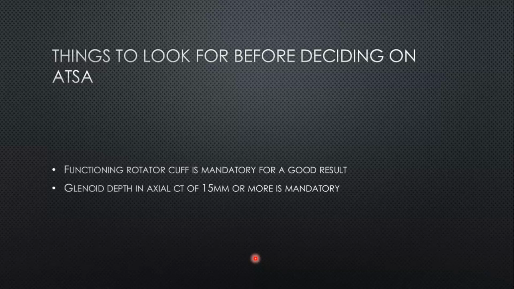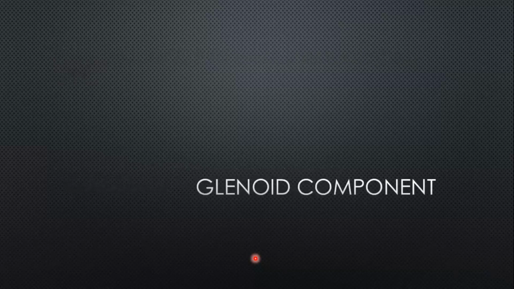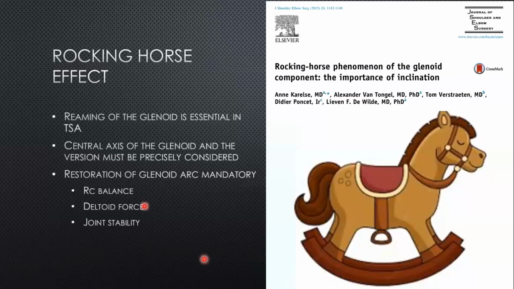Then second thing is glenoid depth. You have to have a good glenoid depth of at least 15 mm or even more, so that glenoid loosening does not come into play at least for the next 5 to 10 years. Coming to the glenoid component, like I said, the reaming of the glenoid is essential in total shoulder anatomical total shoulder arthroplasty.